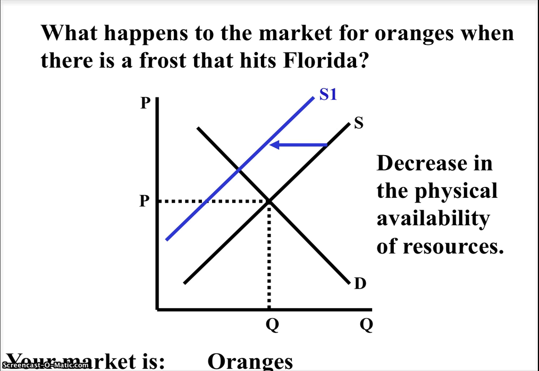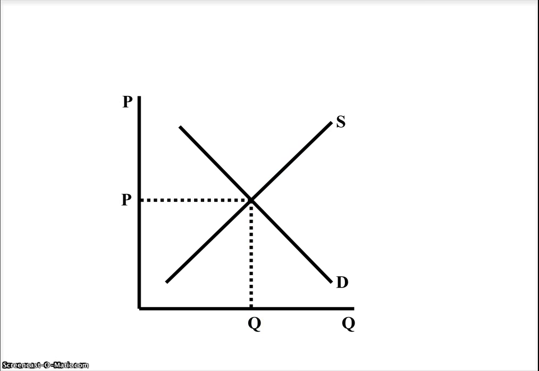The supply curve is going to shift to the left from S to S1. Now we have a new equilibrium where our old demand curve hits S1. So we're going to have a new equilibrium price, P1, and a new equilibrium quantity, Q1. So you can see here that the equilibrium price went up and the equilibrium quantity went down for oranges when a frost hit Florida. Now let's look at one more scenario here.